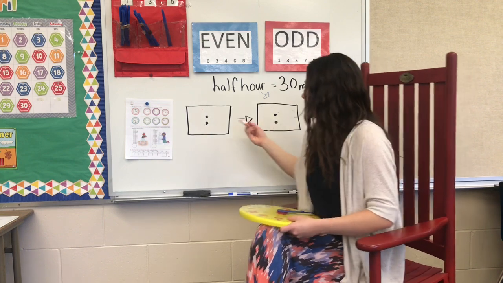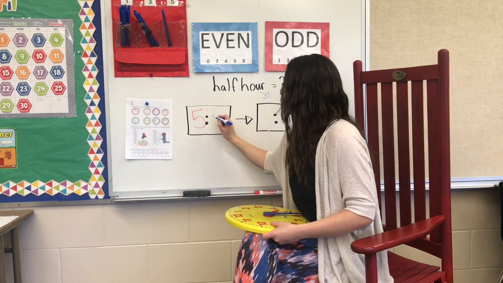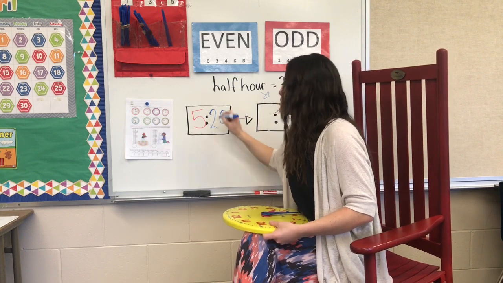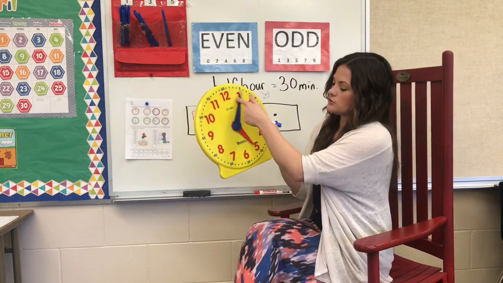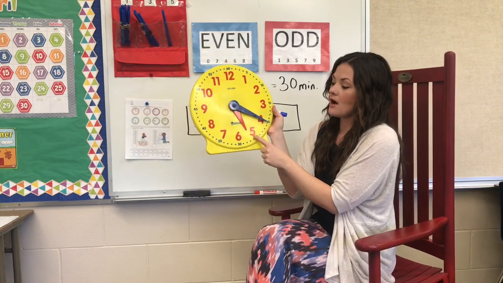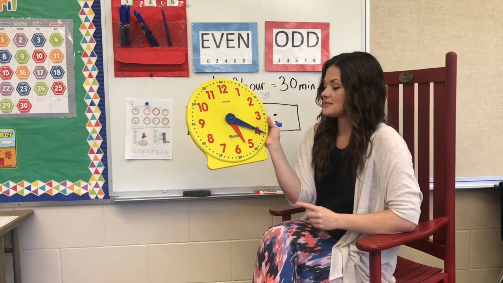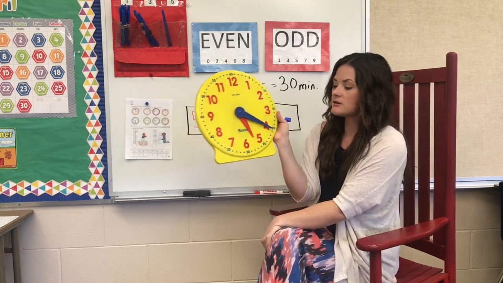Let's start with 5:20. So I'm gonna set my time here to 5:20. So I'm gonna swirl it around right about there. It's in between, but I know my hour is 5 and my minute hand's on the 4 to show that it's 20 minutes. So my clock here now says 5:20.